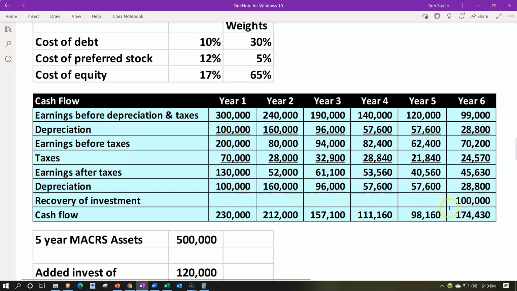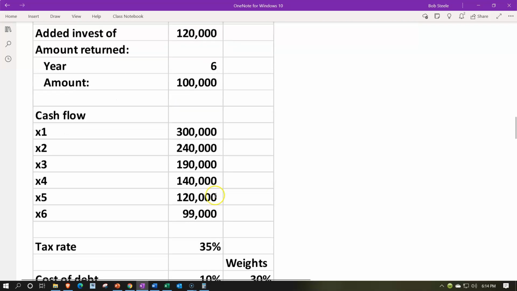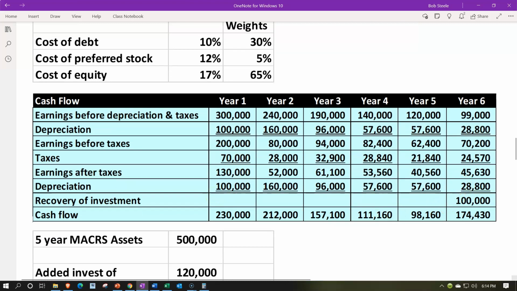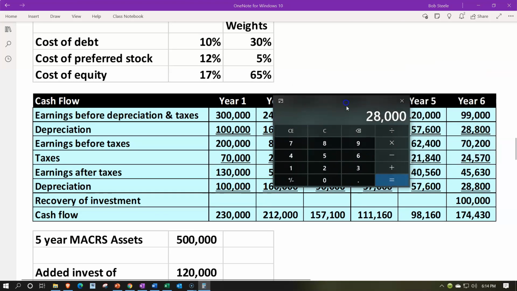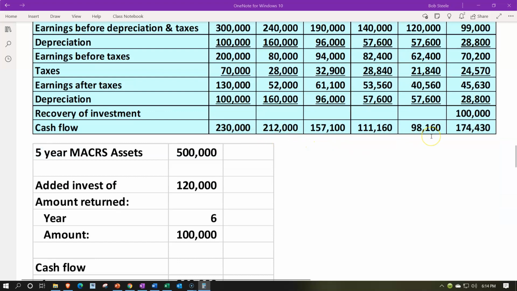Noting that in year 6, though, we have this added thing, and this underline kind of throws things off. I shouldn't have an underline here, but down here under the 100, because we said that we had this added deposit or some kind of working capital of 120 that we put in place that we expect to get back in year 6. So we're getting that back in year 6. If I add that up in year 6, we've got the inflow that we expect to happen, 45,630 plus the 288,000 plus the 100,000 is the 174,430 for year 6. Now these are our cash flows.